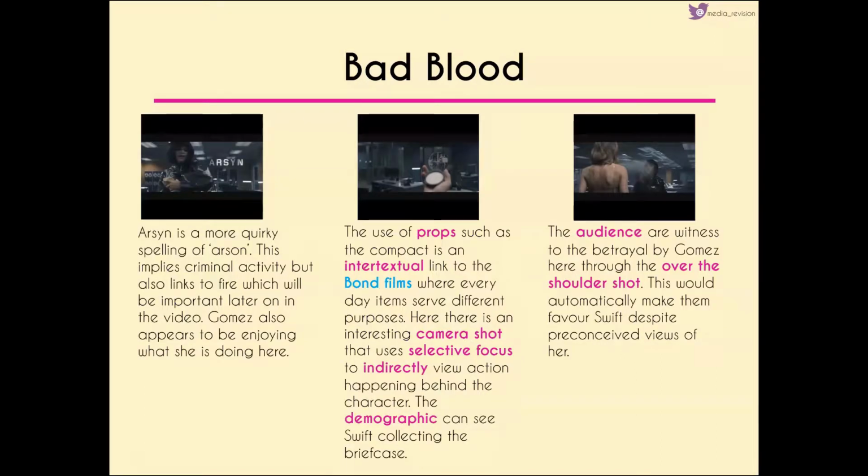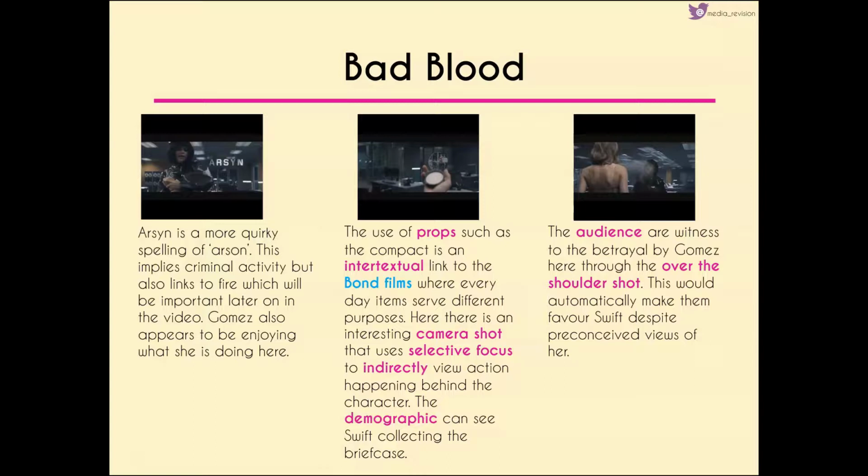Her name pops up alongside her just as Taylor Swift's had, and we've got arson here. Now it's a bit more of a quirky spelling of arson, but again it implies this sort of criminal activity and links to fire, and this could be really important for later on in the video. It also shows us from this little shot that she appears to be enjoying what she's doing because she's fighting these bad guys with a bit of a smirk and a smile on her face.